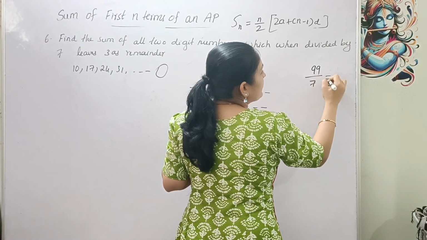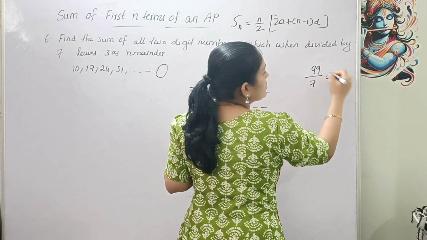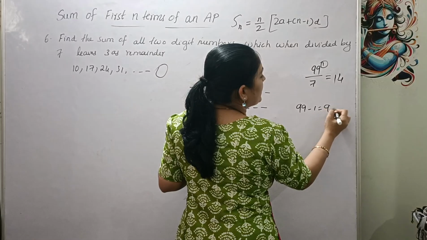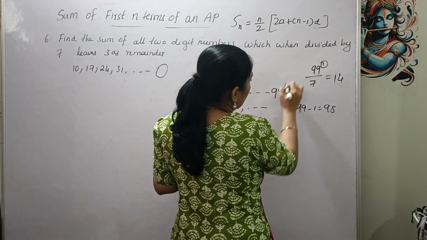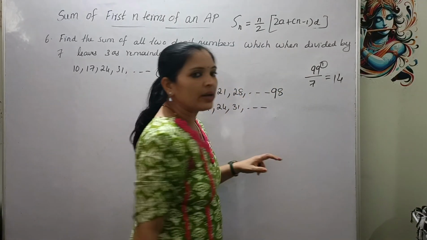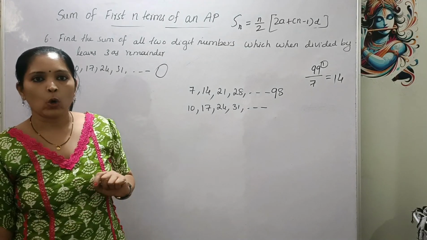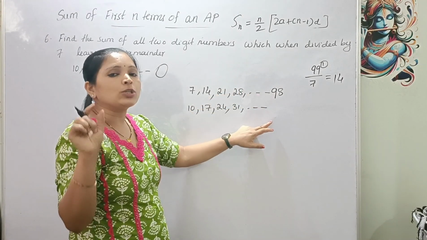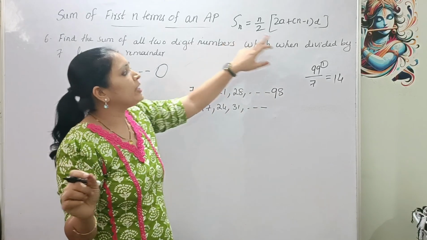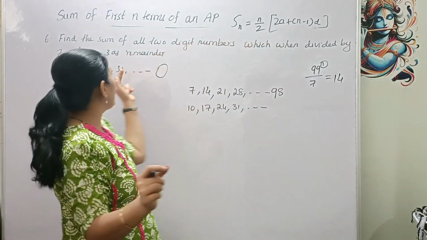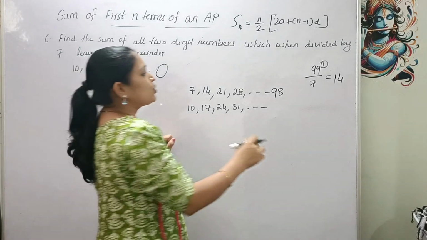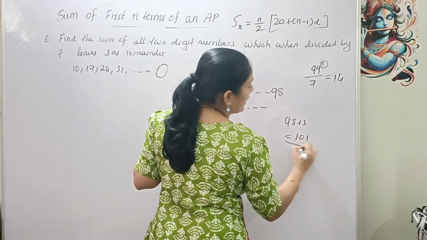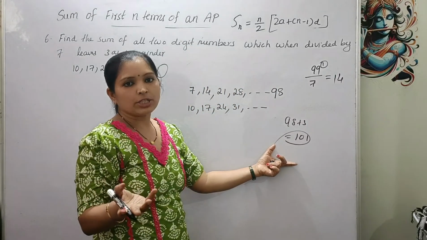So 99 divided by 7, 7 ones are 7, 7 fours are 28, 1 is remainder. Right? Therefore 99 minus 1 is 98. Therefore 98 is the last two-digit number which is divisible by 7. Here we need the last two-digit number which when divided by 7 leaves 3 as remainder. Okay. So add 98 plus 3. Here we will get 101. So it is a three-digit number.